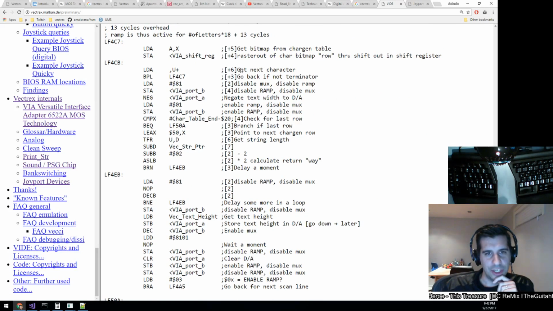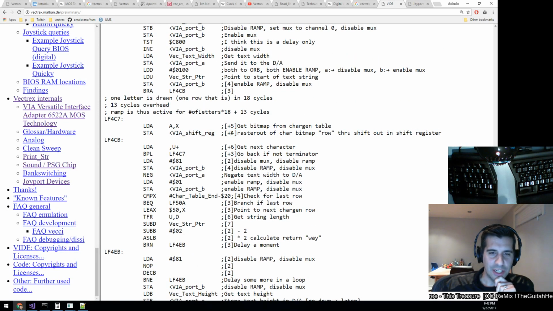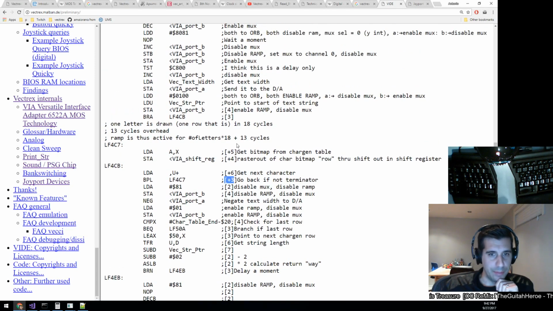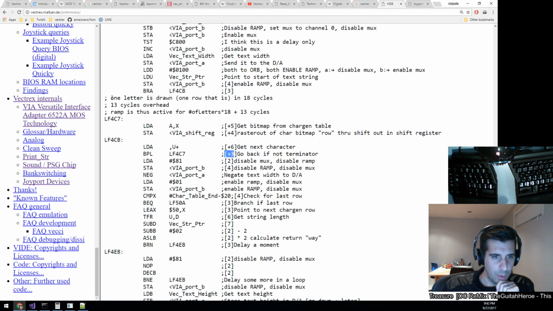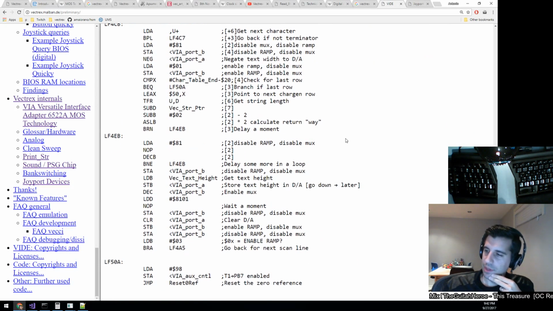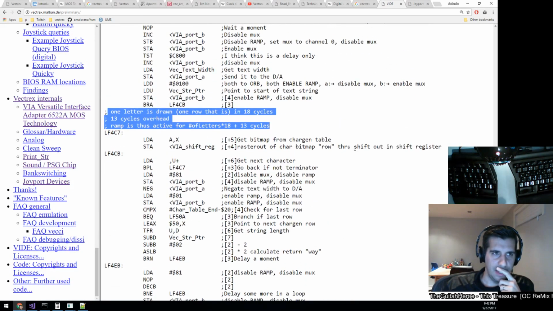So that's cool. Oh, actually he added some really nice, look at this, he actually puts how many cycles each one of these is expected to take. I believe that's what he's doing here. Yeah, one letter is drawn, one row that is, in 18 cycles. 13 cycles overhead. Ramp is thus active for number of letters times 18 plus 13. Now that's really useful, because I can totally validate on my end how many cycles it's taking to write characters. Oh, I like that.